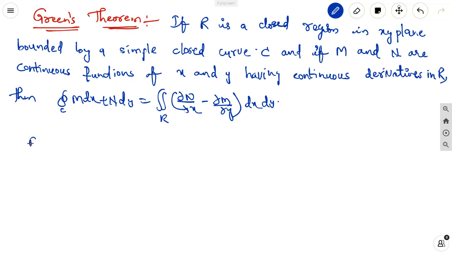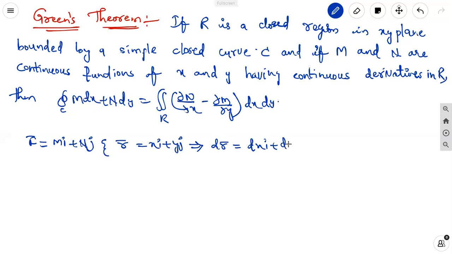Here F vector equals M i plus N j. Here M and N are both functions of x and y variables with continuous and derivable functions. And we know that r vector is the position vector, that is x i plus y j. We are taking the xy plane, which means it is two dimensional. dr vector means dx i plus dy j. Then F dot dr, over the closed curve, that is the work done, M dx plus N dy. We can take it over the curve C, work done along the curve C.